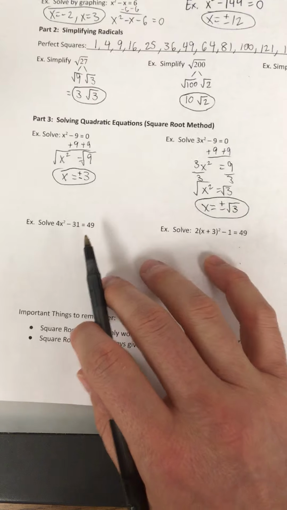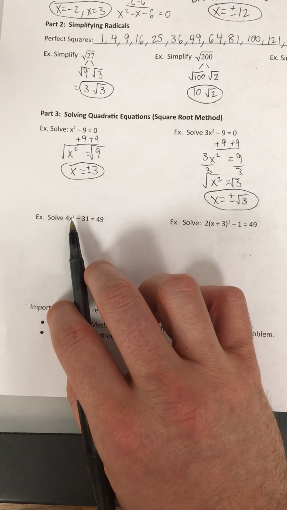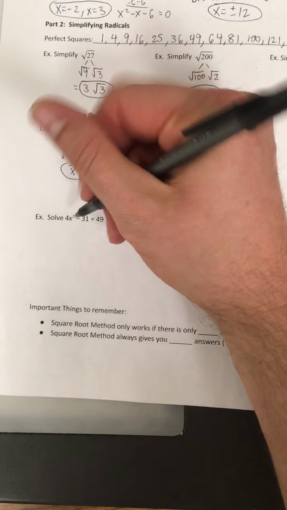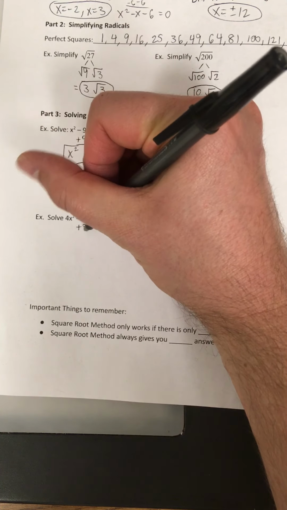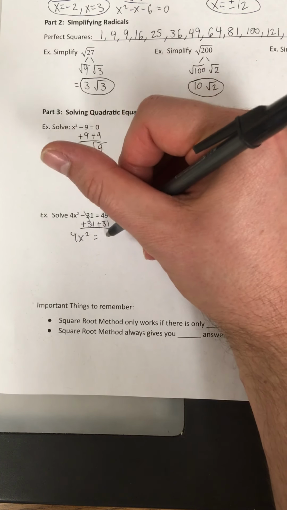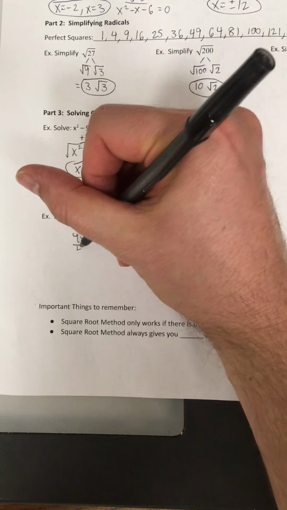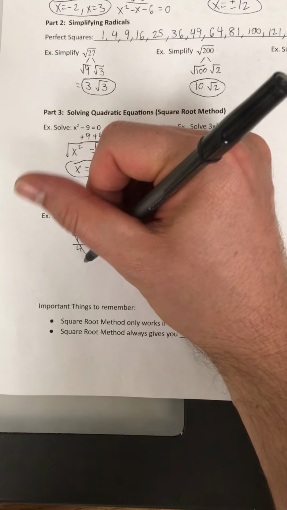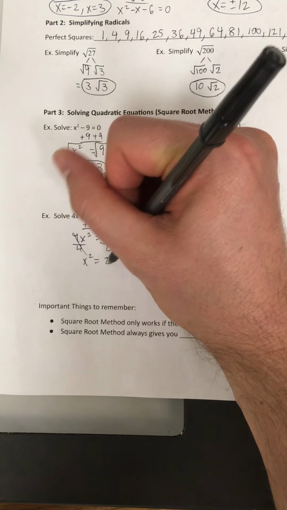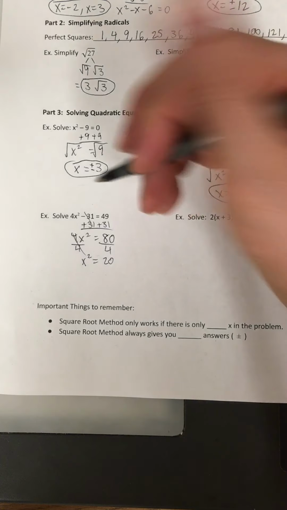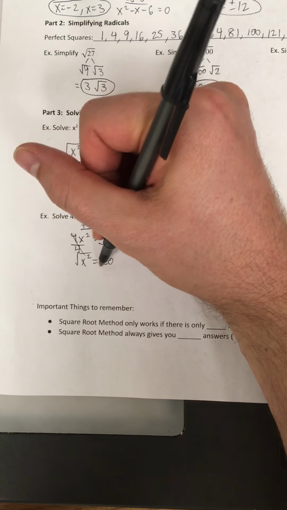All right, next one, I want to get x by itself. So what would be your first step here? I would add 31 plus 31. So cancel that. 4x squared going to equal 49 plus 31. That's 80. Now I would divide by the 4. X squared equals 20. And then I would take the square root.